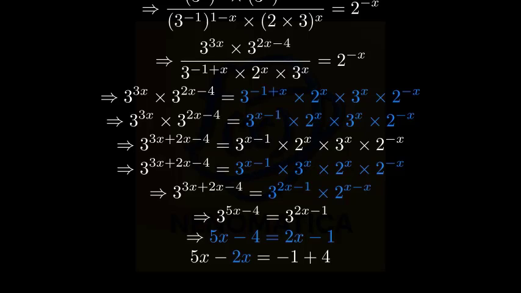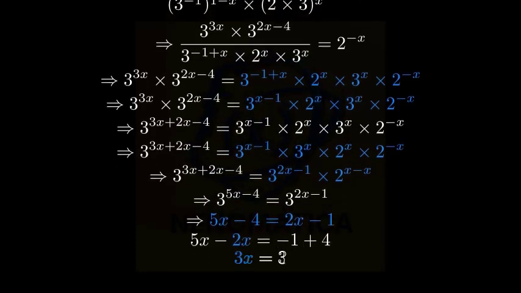We subtract 2x from both sides, getting 5x minus 2x equals negative 1 plus 4. Simplifying, we get 3x equals 3.